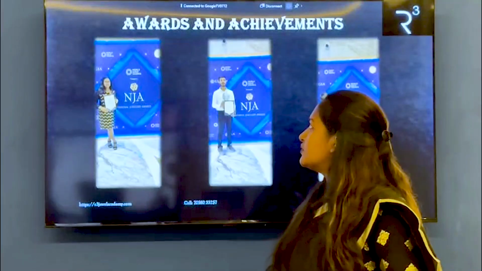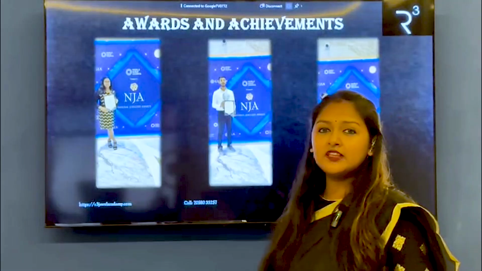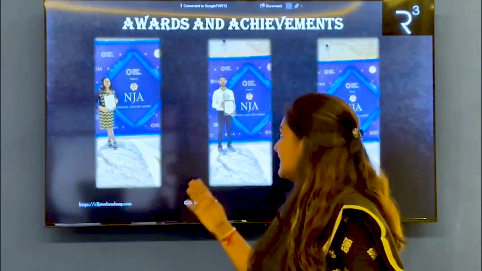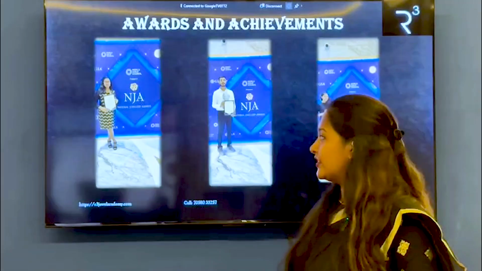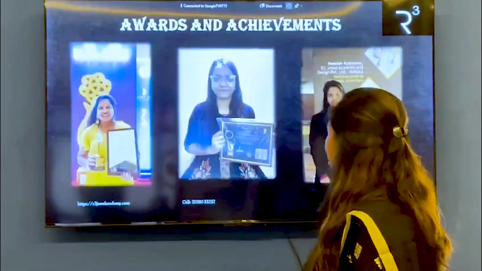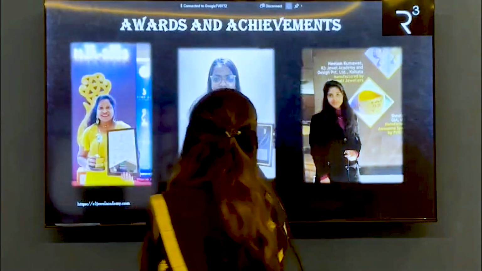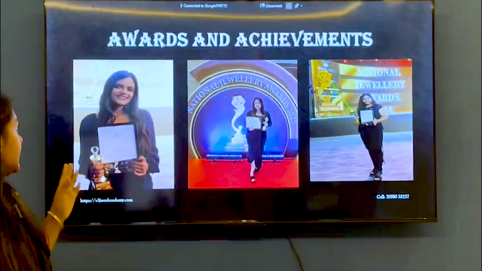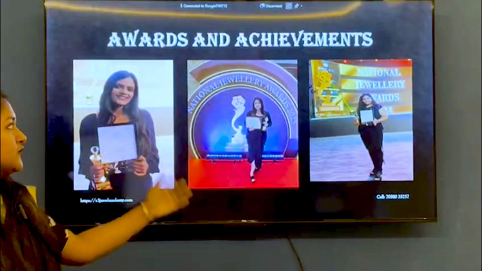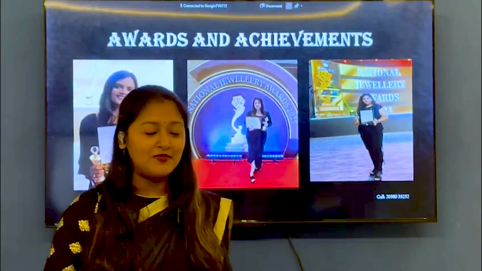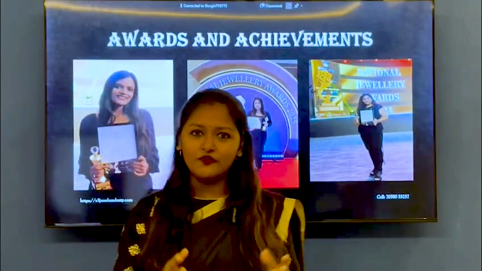Here are the students who have enrolled themselves in the manual jewelry designing course from the different parts of India, and they have won the National Jewelry Award. Here we have Archana, Shobhik, Harini, Deepika Lakshmi, Vaivavi, Neelam, Anvesha, Suparna and Sakshi.